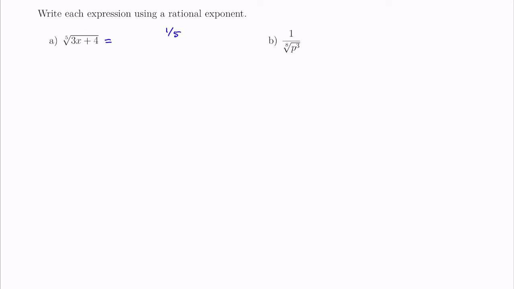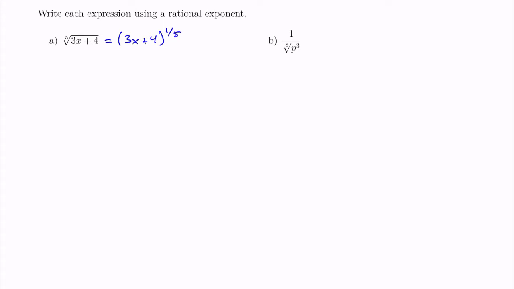The catch here is to recognize what the 1/5 exponent is applying to. In our specific example, it has to apply to everything under the original radical. So in this case, the quantity 3x plus 4 was underneath the radical, which means that exponent of 1/5 must apply to the 3x plus 4 as a single quantity. In other words, we need to put 3x plus 4 in parentheses.